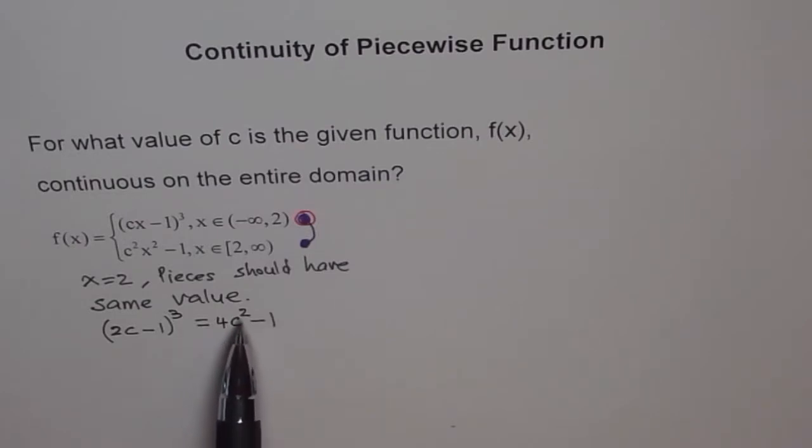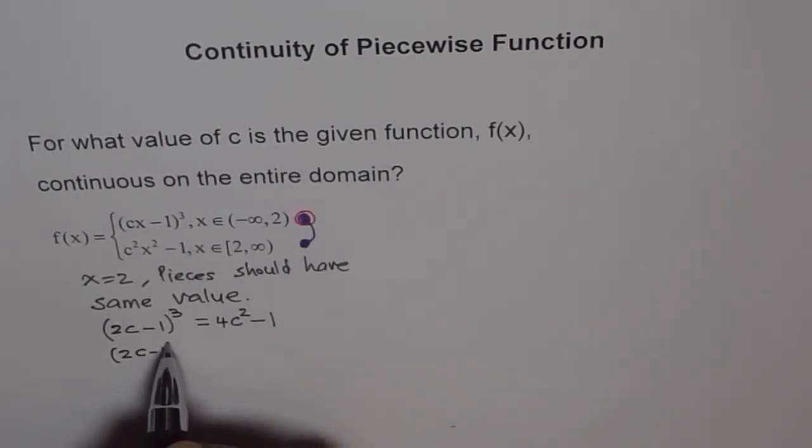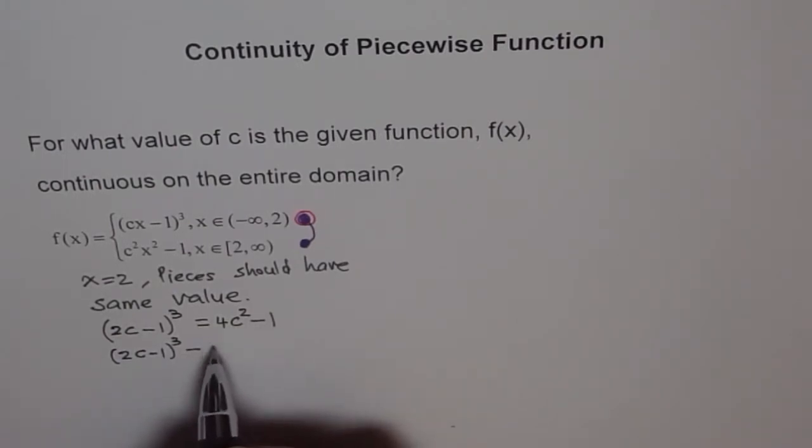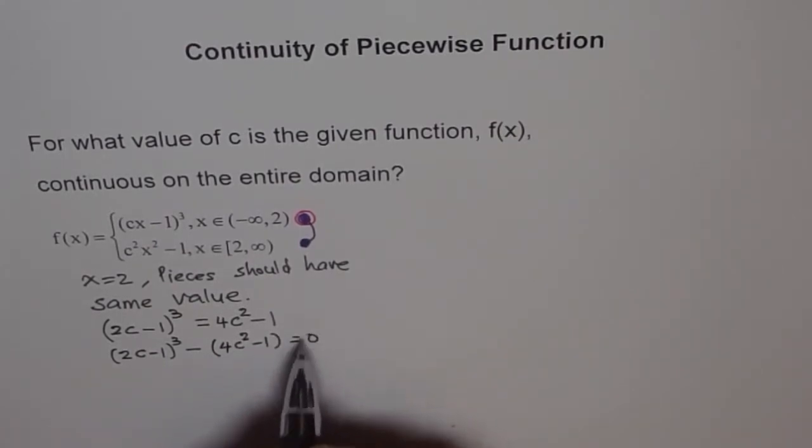Here this looks like a difference of squares. Do you see? It is like 2c whole square minus 1 square, so I can factor this. So I'll bring them together and then try to solve it. The trick part is here: I bring it on this side, so we get minus. So I can write this as 4c square minus 1 for the time being equals to 0, right?